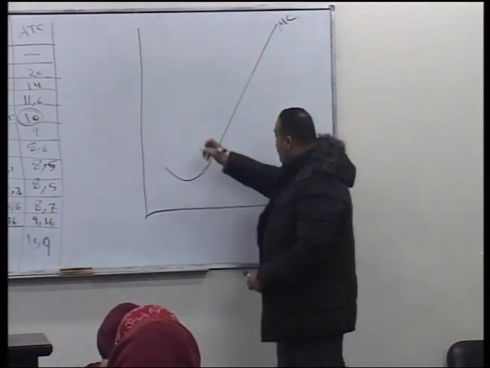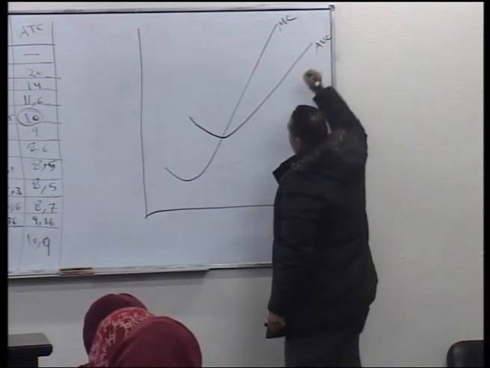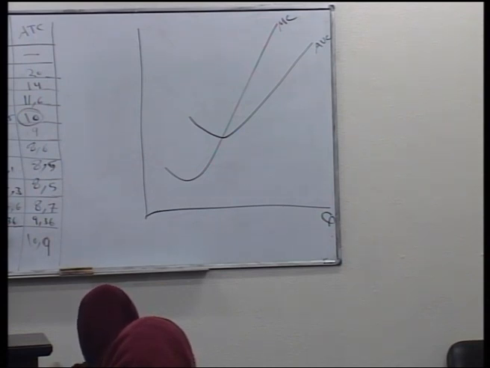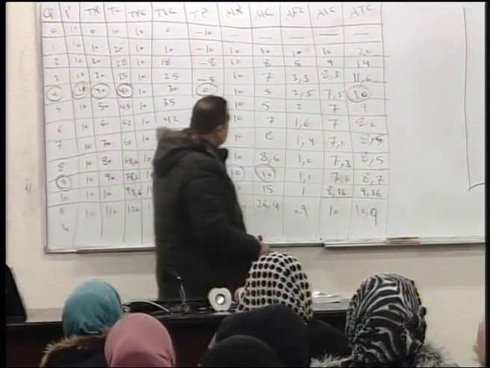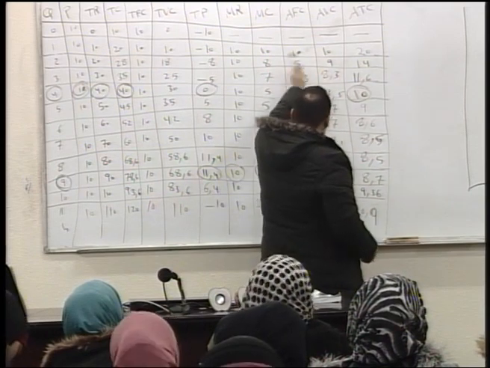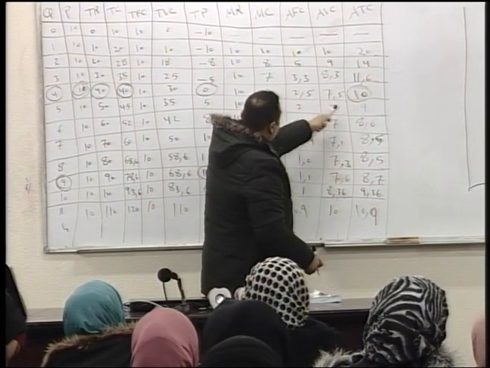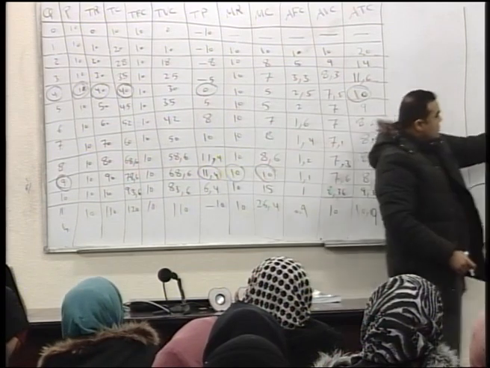AVC here is decreasing and then increasing, right? And it's bigger than the marginal cost at first, then it becomes smaller than it. Remember what we took before?